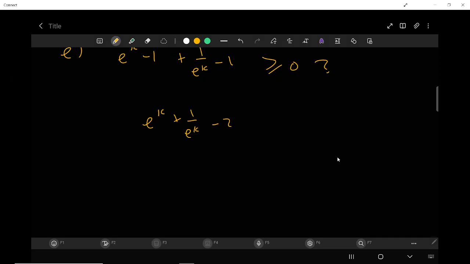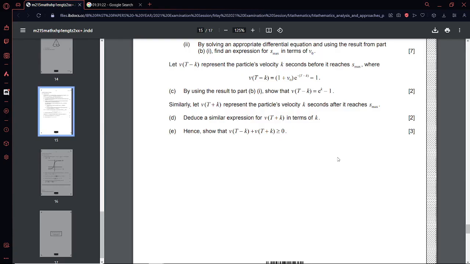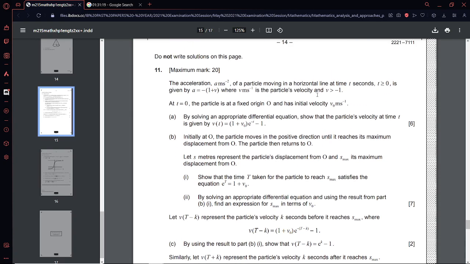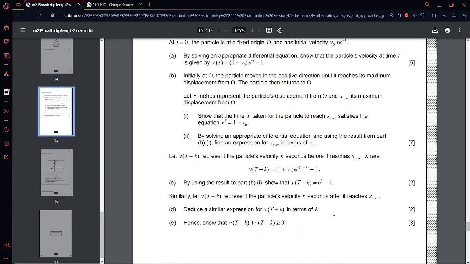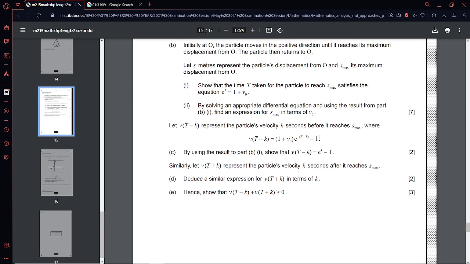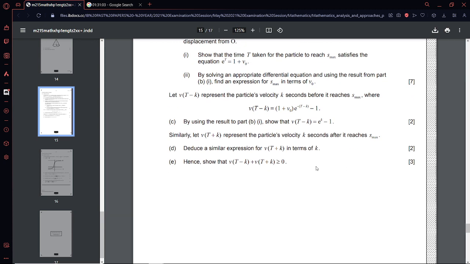Hence, show that. Maybe, what's the minimum k? Could I use that? Nope, we have nothing about it. Show that time taken. Find an expression for S max in terms of V0. I'm probably guessing this was faster than this. I guess maybe you could just look at it and try to copy it.